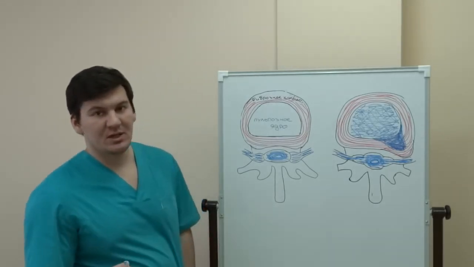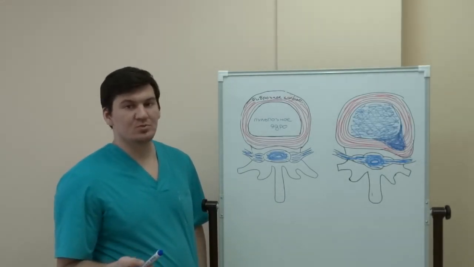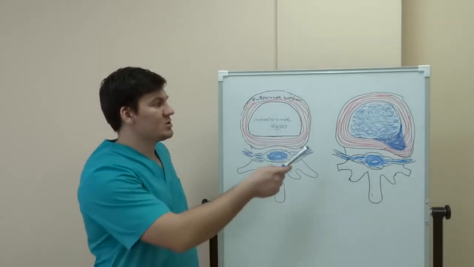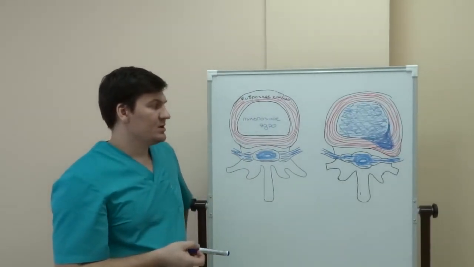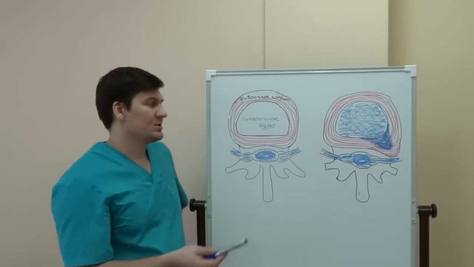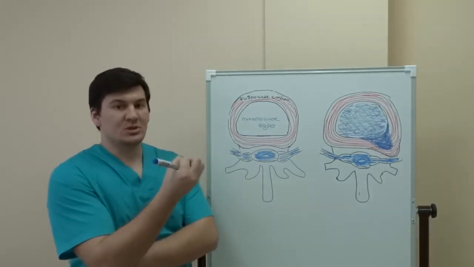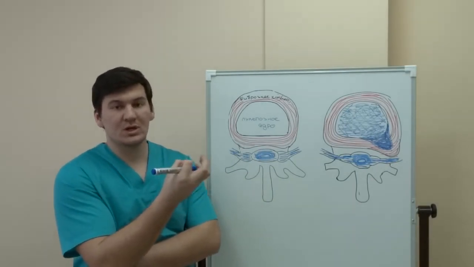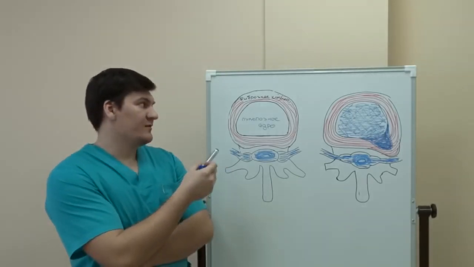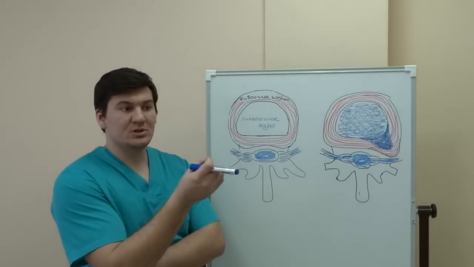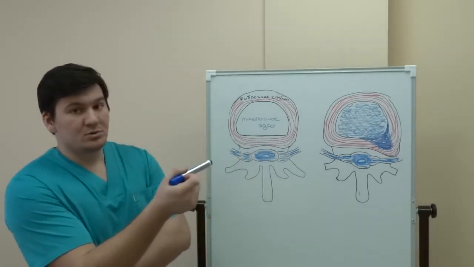A normal intervertebral disc has two parts. This is a fibrous ring and a pulpy nucleus. The fibrous ring is the outer, denser part. And the inner part of the disc is the pulpy nucleus. This is the spongy, softer part of the disc, and the fibrous ring is a denser part of the disc, which holds this inner pulpy nucleus and gives it a certain shape.